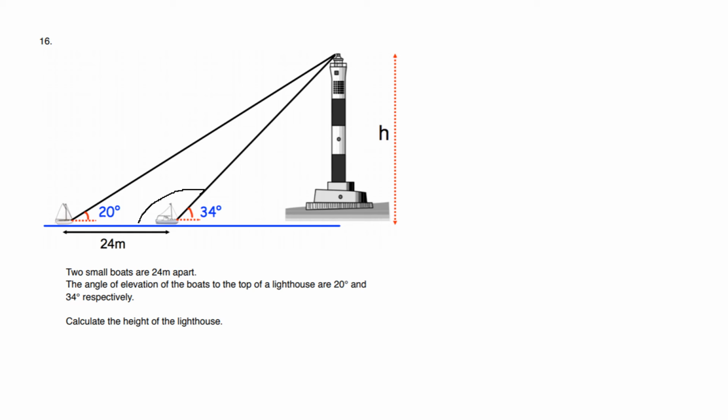So angles that are next to each other on a straight line add up to 180 degrees. So that's going to be 146 degrees. Angles in a triangle sum to 180 degrees. So that angle is going to be 14 degrees. And now I can find this length here.